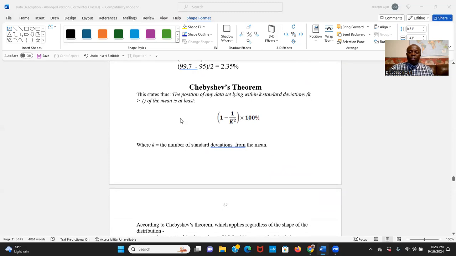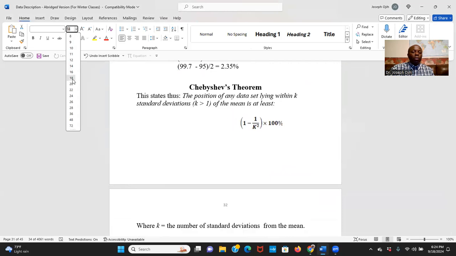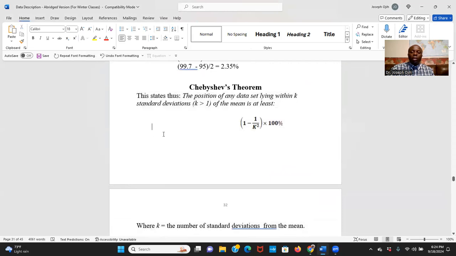Now, let me give you the background for Chebyshev. For Chebyshev's rule, we use Chebyshev for any distribution. Remember, the empirical rule can only be used for a distribution that is normal or symmetric or bell-shaped. So if it's not those things, you can't use the empirical rule. But Chebyshev can be used for any distribution, provided that the data set lies within K standard deviations of the mean, where K is greater than 1. So we use this formula: at least 1 minus 1 over K squared, times 100%.